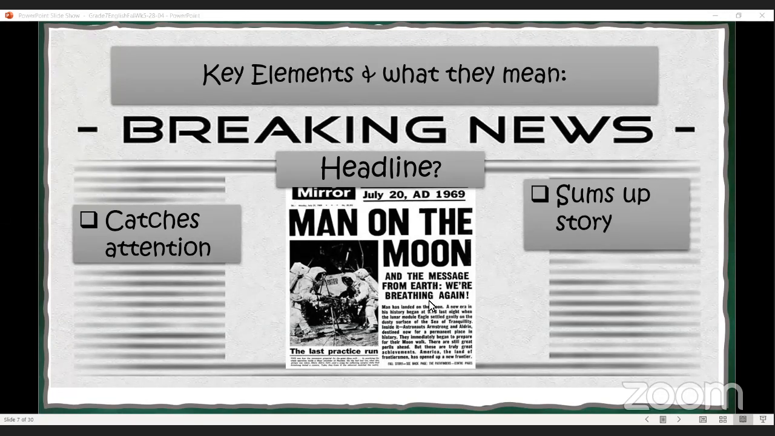Well done. Okay, so now we're going to go to the next part. In the sense that it sums up the story, it says Man on the Moon. So you immediately know that this newspaper article is about a man on the moon. So it does sum the story up. Okay, so let's look at the next key elements. There you go. I've circled that for you so you can see it better.